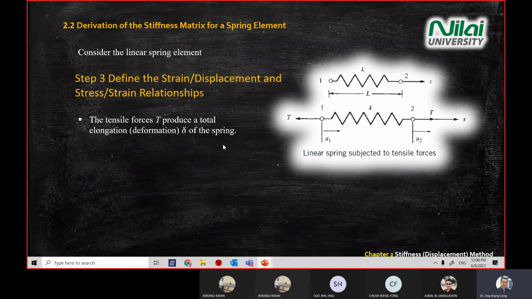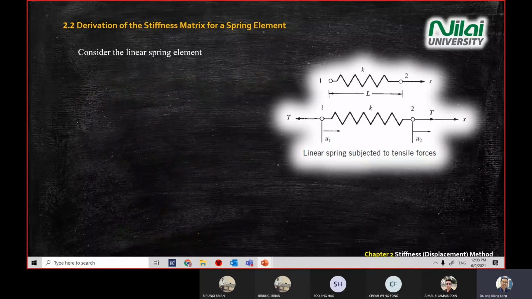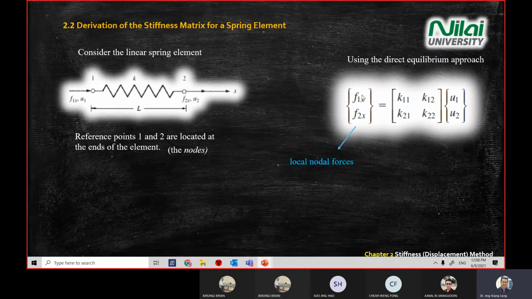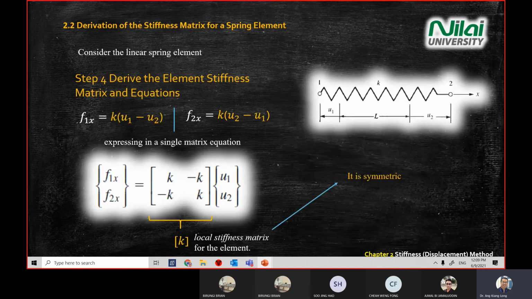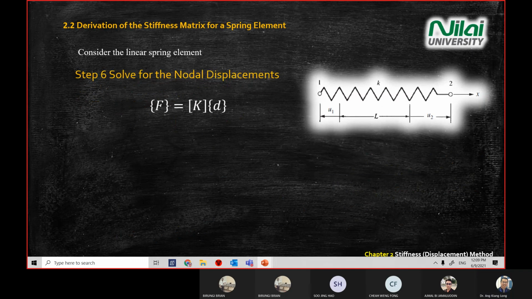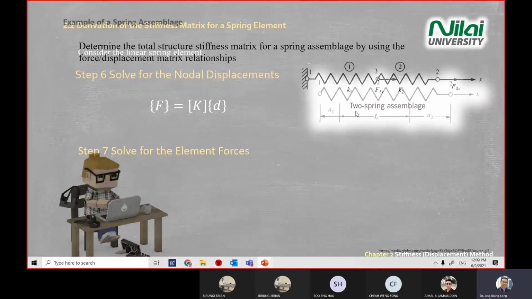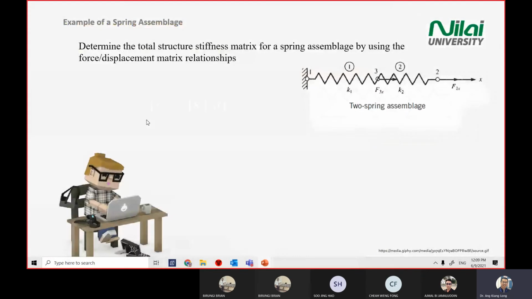The general form for the matrix form is this one, on the right hand side of your screen. The general form will be F1x, F2x, K. You have 4 numbers of K there, and then U1 and U2. So this is what we covered in our previous lecture. Now today we're going to look at one example using these 7 steps.